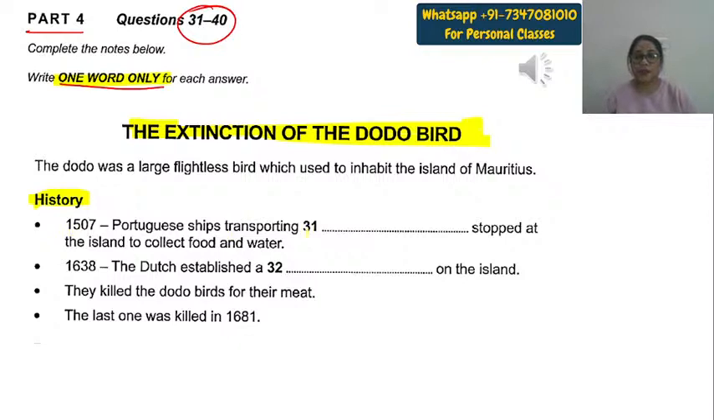1507, Portuguese ships transporting dash stopped at the island to collect food and water. So they are talking about what they transported, and they stopped at the island to collect food and water. 1638, the Dutch established a dash on the island. What did the Dutch establish on the island? They killed the dodo birds for their meat, and the last one was killed in 1681. So we have to find the answers, what they transported and what they established. That is 31 and 32.